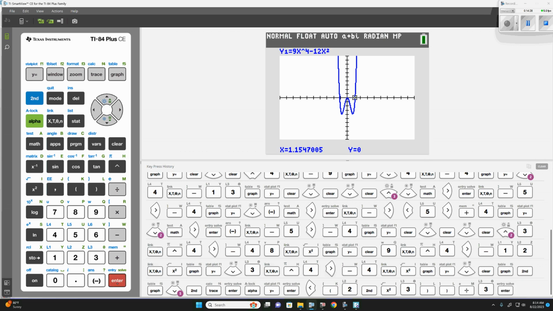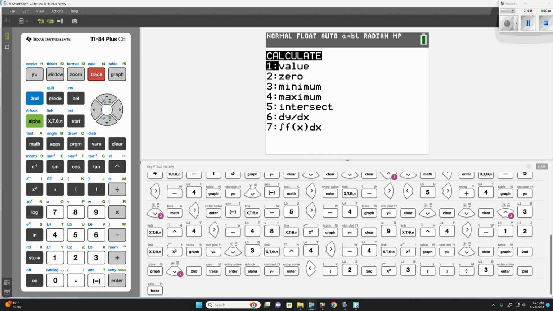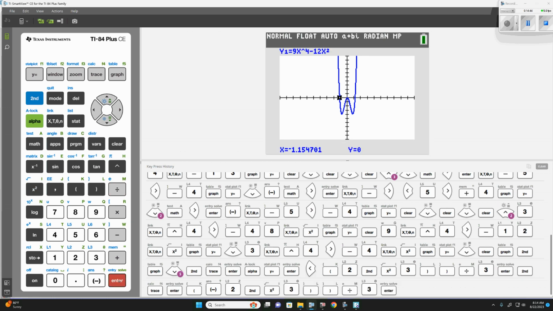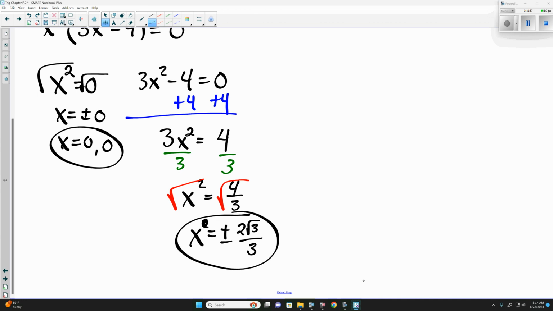Enter. The y value is 0. We just checked it, and that checked out. So I can do second calculate value again and say negative 2 second square root 3 divided by 3. 0. So I didn't have to go through the whole process of typing it back in. I can just use the graphing calculator and let it do the work for me. But that's it. Questions on this here?